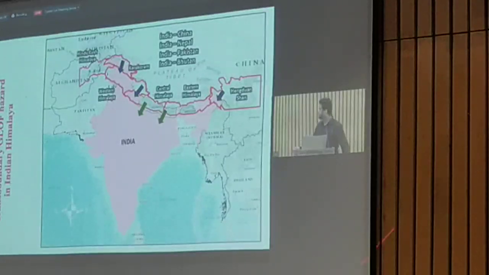So India is equally exposed to transboundary GLOF hazards. We can see India shares its border with China, Nepal, Pakistan, Bhutan, where a lot of glacial lakes are present. All of them are hazardous. And now, most importantly, is to look into how hazardous they are.